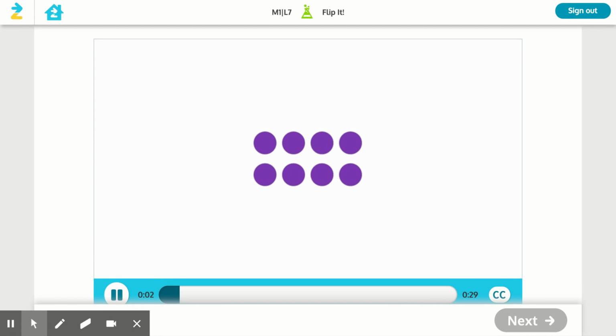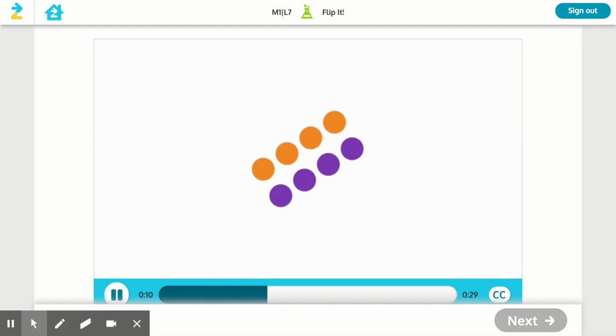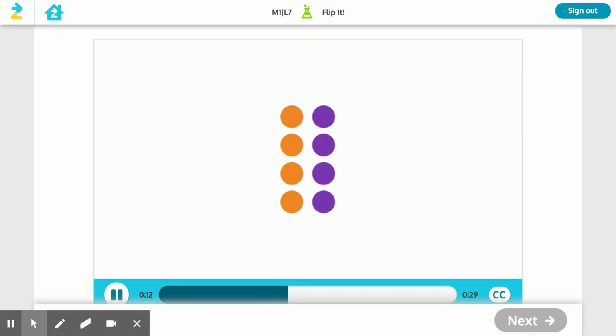Let's look at this picture. You can see there are 4 items in each row, so this picture shows 2 groups of 4. If I flip it like this, my 2 rows are now vertical. 1, 2. My vertical rows still make 2 groups of 4. It's the same array, just turned a different way. We have a special name for a row when it's vertical. We call it a column.